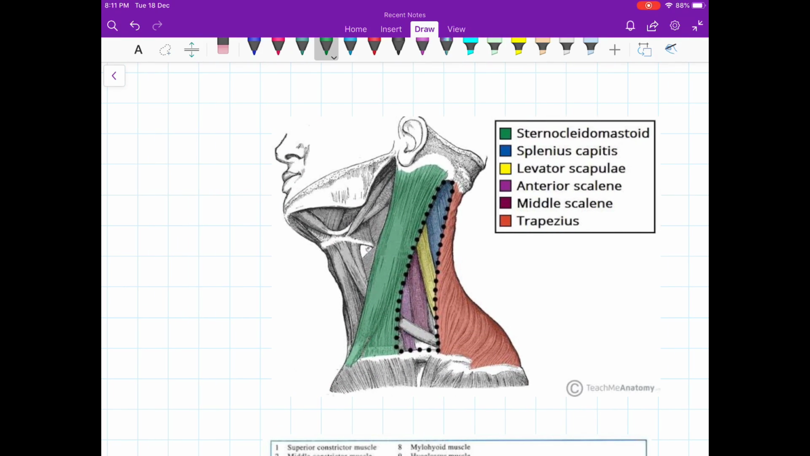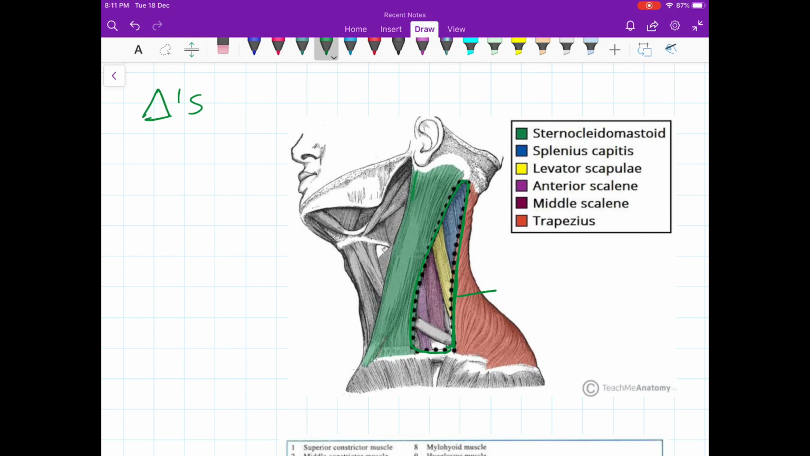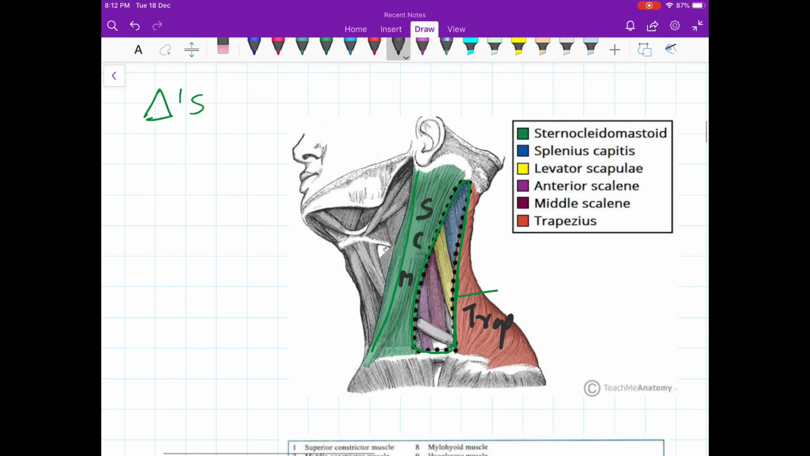Now I will tell you the triangles of the neck. This is posterior triangle of the neck. It is bounded anteriorly by sternocleidomastoid muscle, posteriorly by trapezius muscle, and its floor is formed by splenius capitis, levator scapulae, scalenus anterior, and middle scalene.